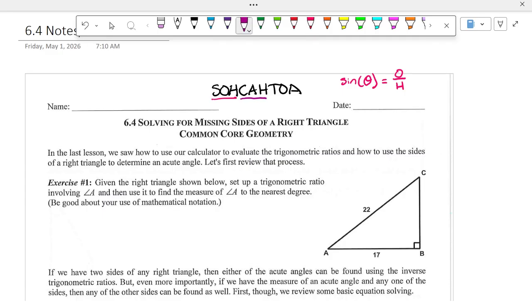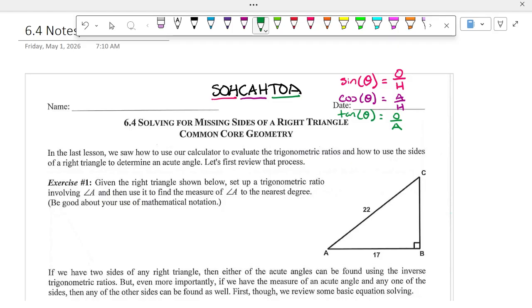CAH, that's cosine of theta. And it's what? A over H. What does that stand for? Adjacent over hypotenuse. And then the TOA part. So that's tangent of theta is equal to what? Opposite over adjacent. Good.